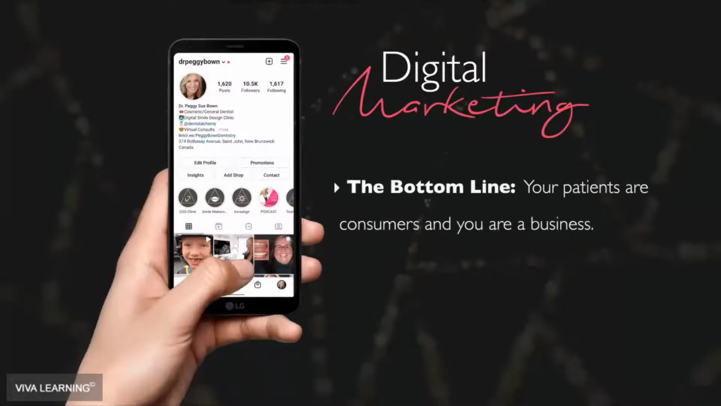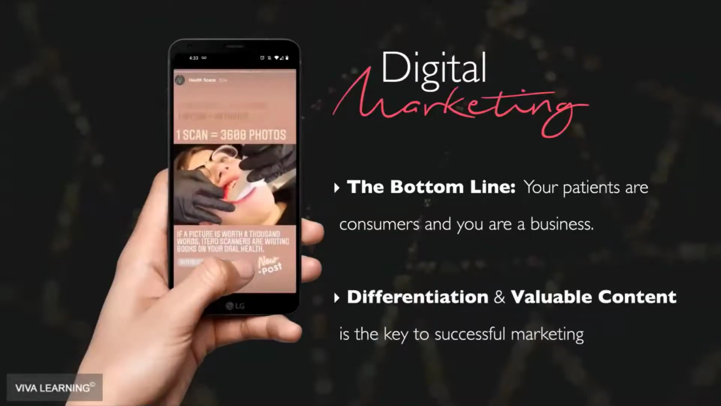And so the bottom line is, your patients, you've got to remember, we're healthcare providers, of course, but our patients are just looking at us as a commodity. They're consumers, and we are a business, and we have to remember that even though it doesn't always feel comfortable. We need to get into digital marketing, and that is really the first step for marketing a digital practice and being successful.